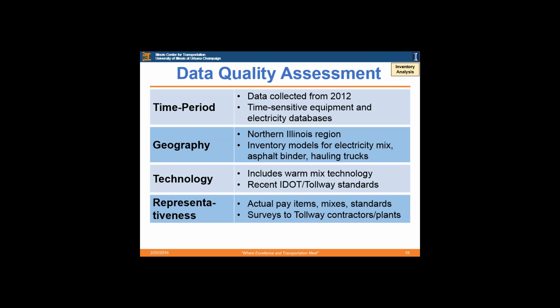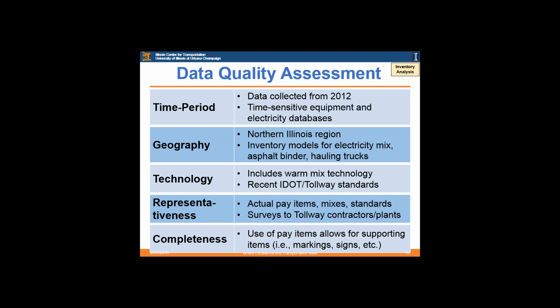we were looking at actual designs and mixes and standards from the tollway again, and also had collected data from tollway contractors and plants, so we're trying to get a very representative set of data. And finally, completeness, so making sure that we capture a good percentage of the processes that are included. In terms of this, many existing studies out there do not include things like markings and signs in the roadway. So that's something that we tried to include to make sure that we had better completeness in the study.